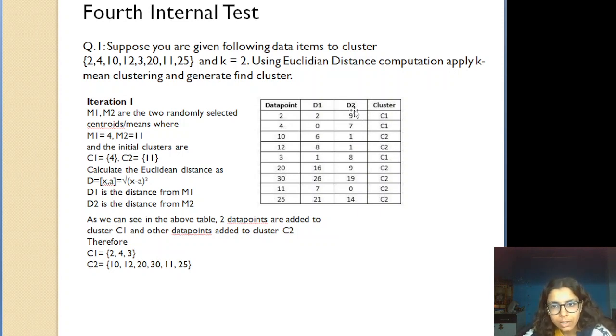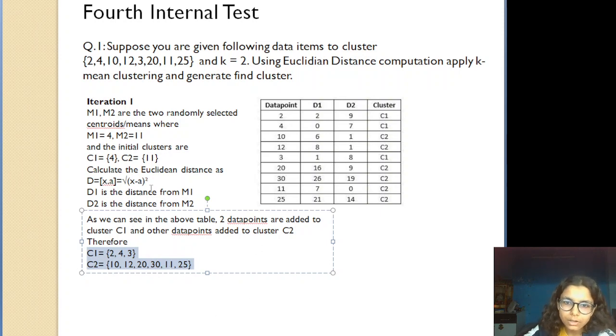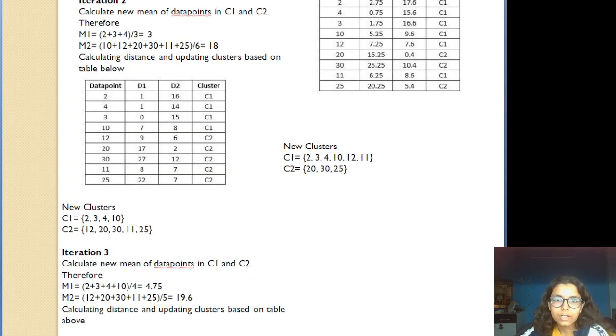We do it accordingly, and then we get C1 equals 2, 4, 3 and C2 equals 10, 12, 20, 30, 11 and 25. So from our first iteration we got three data points in the first cluster and the rest in the second cluster. Next we take the second iteration.